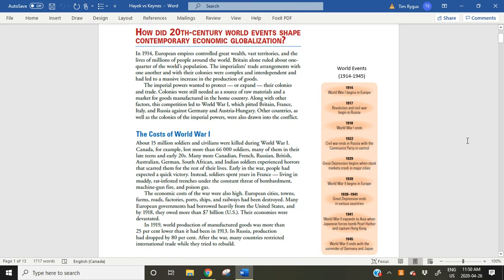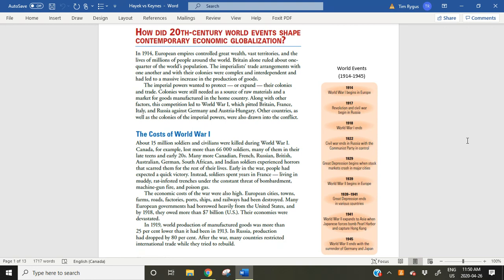Well, 1914. Colonialism and imperialism is at full swing. European empires control great wealth, territory, most of the world. People wanted to protect these colonies, source of raw materials and markets for goods. This is one of the things that ends up leading into World War One. That's something you'll learn more about in Social 20.